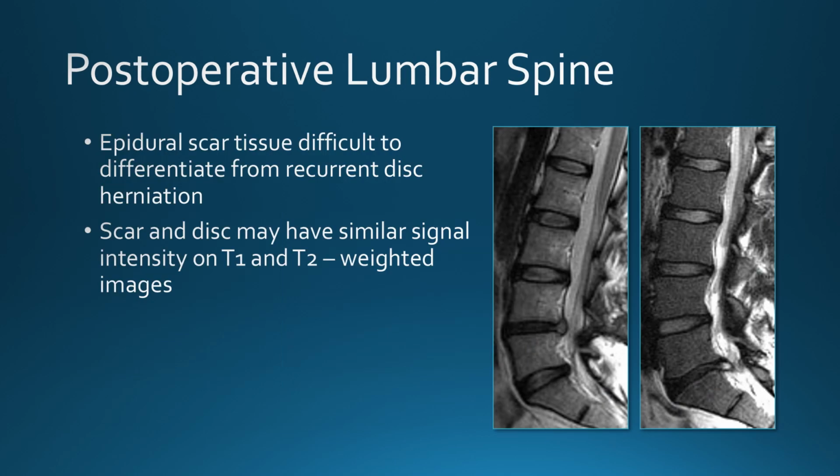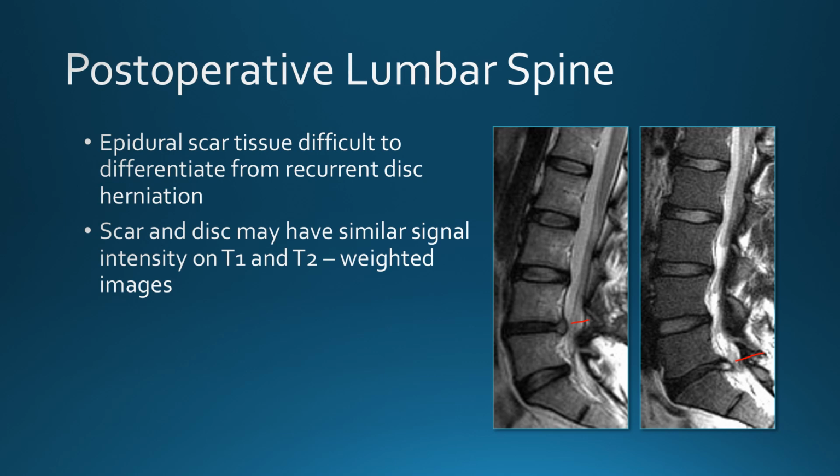In the postoperative setting, it's sometimes difficult to distinguish epidural scar tissue from recurrent disc herniation because they can have similar signal on T1 and T2 weighted images. So these are two different patients. T2 weighted image. So we can see this disc at L4-5 and this disc at L5-S1. One of these is a recurrent disc herniation, and one of them is epidural scar tissue. And a little bit hard to tell here.